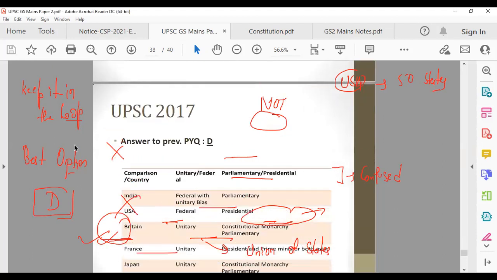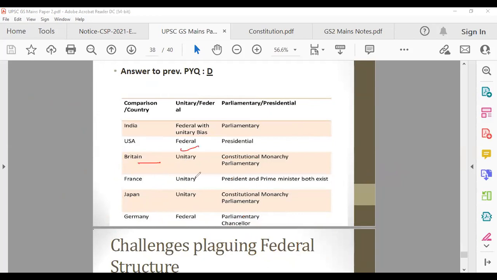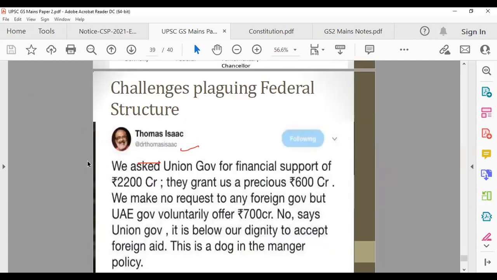Okay. And then there are some states or countries rather, which you can see. Federal, unitary: Britain is unitary, US is federal, France is unitary, Japan. Just have a look at it. It's not like they will ask you all these things. It's good if you know it. So now what are the challenges plaguing the federal structure? Just let me show you something.